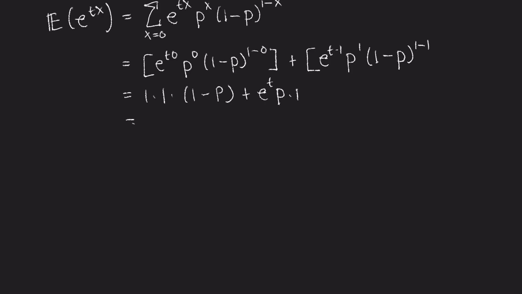This means that we can rewrite this as 1 minus p plus p e to the power of t. And that is the moment generating function of a Bernoulli distribution. So M_X(t) is equal to 1 minus p plus p e to the power of t.